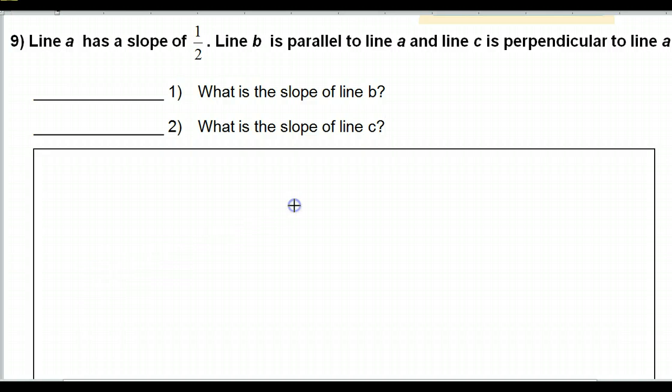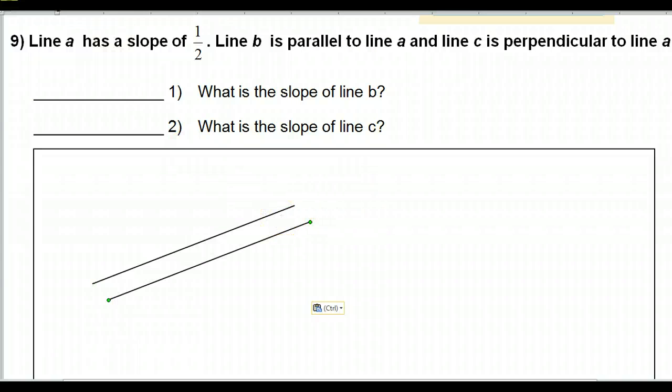Okay, line A has a slope of 1/2, let's say. Line B is parallel to line A. So let's do one that's parallel. This is line A, and this is line B. Let's go ahead and do this right now. If line A has a slope of 1/2, guess what the slope of line B is going to be? Well, the slope of line B is also going to be 1/2.